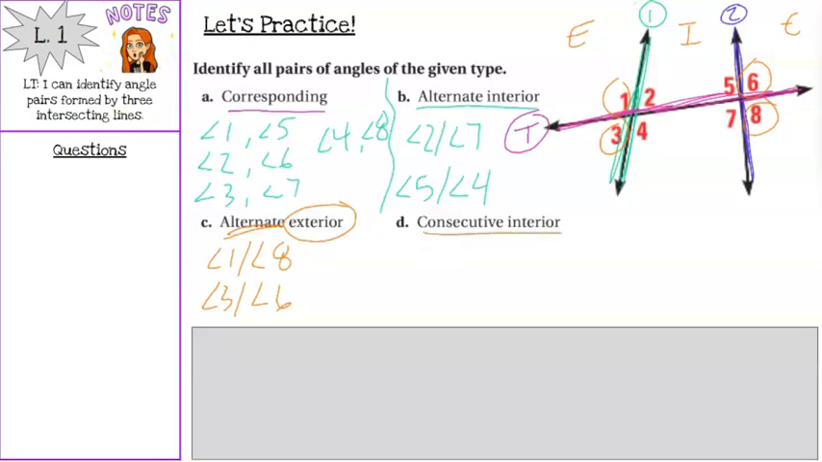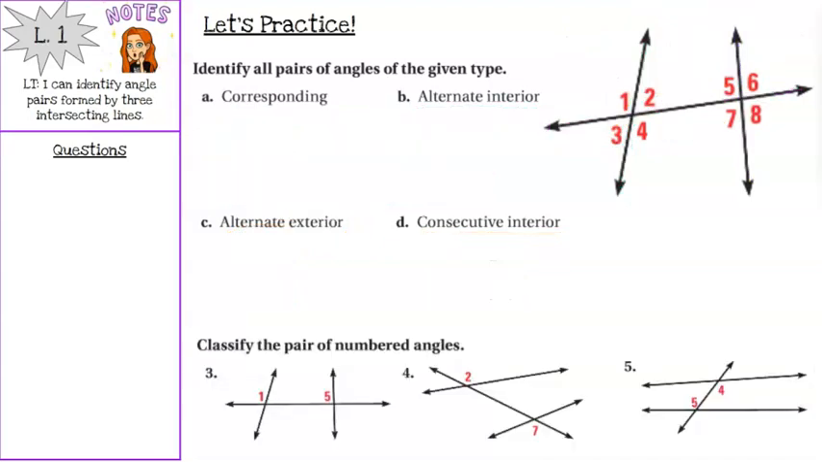And then consecutive interior, meaning they're on the same side of the transversal, so either both on the top or both on the bottom. So we have 2 and 5 are both on the top, 2 and 5, and then 4 and 7. And they both are in the interior of the lines. Right now in Edpuzzle, I would like you to answer these 3 questions. Classify the numbered angles 3, 4, and 5. And then you can move into your practice.